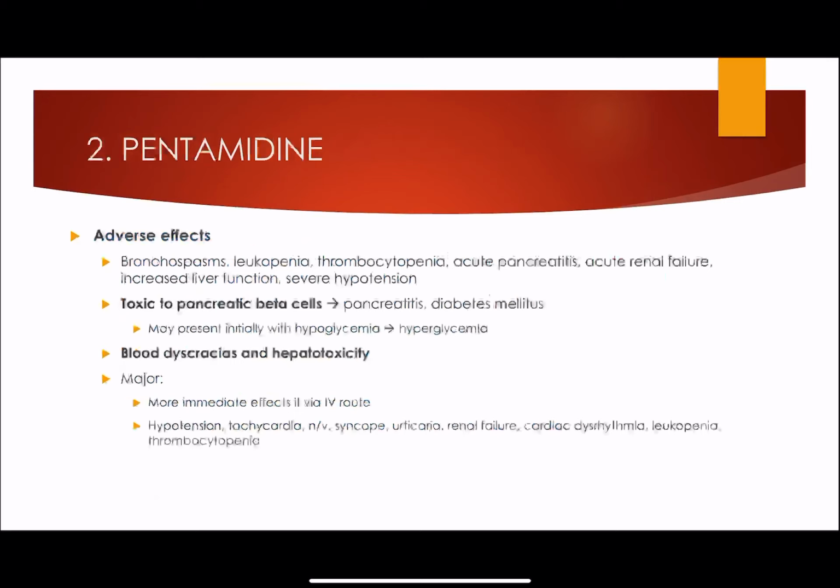Adverse effects. So, may kinalaman din siya sa pancreatitis din, and diabetes mellitus because they're toxic to the pancreatic beta cells. Blood dyscrasias and hepatotoxicity, just like stibogluconate. Bronchospasms, which is kind of unique here. Leukopenia, thrombocytopenia, and severe hypotension. Major, more immediate effects if via the IV route, so you have to be careful talaga. And hypotension, tachycardia, syncope, or urticaria, yung mga common ones. Plus, heart effects, dysrhythmia, okay?